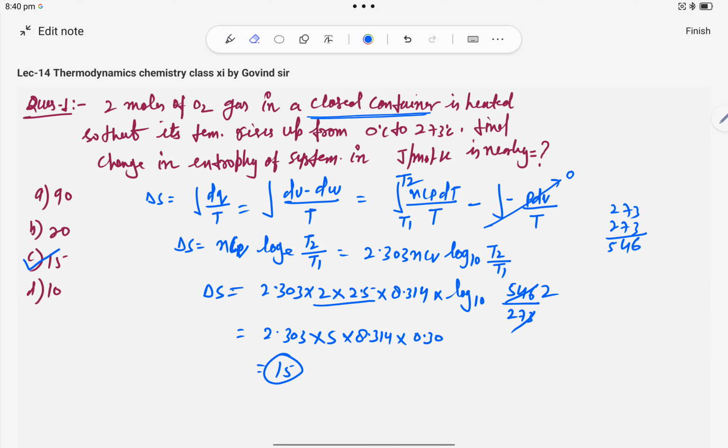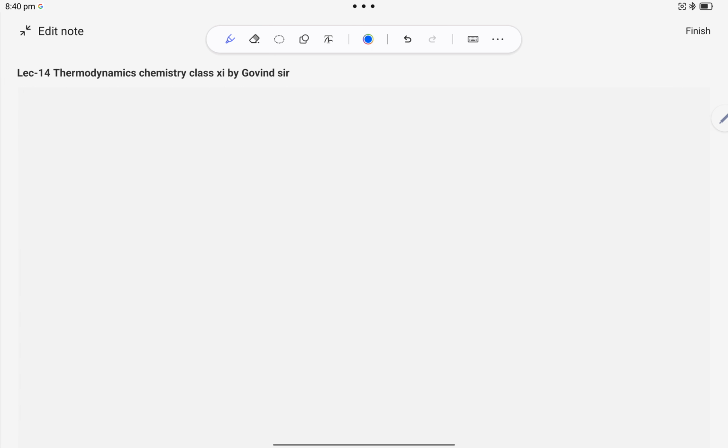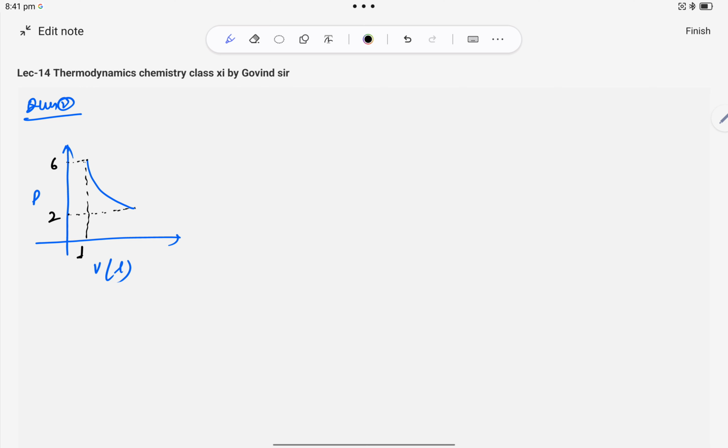Next question. Question number 2. A graph is given: pressure versus volume in liter. This is the graph. Here it is 2 and here it is 6. Here it is 1 liter, 3 liter. Find delta S, number of moles is 2.